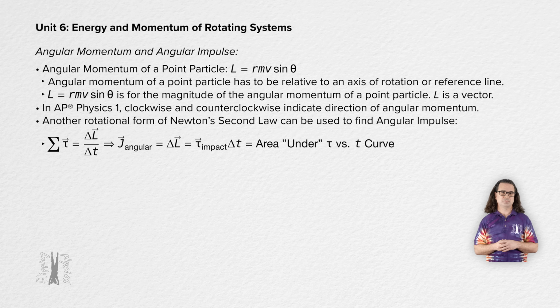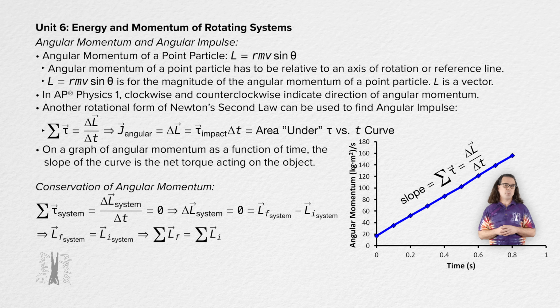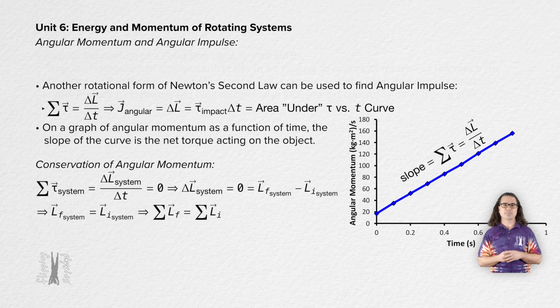On a graph of angular momentum as a function of time, the slope of the curve is the net torque acting on the object. The total angular momentum of a system remains constant if the net torque acting on the system equals 0. When that occurs, no angular momentum is added or removed from the system.